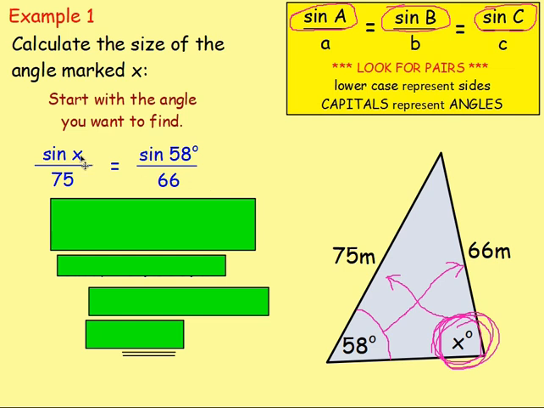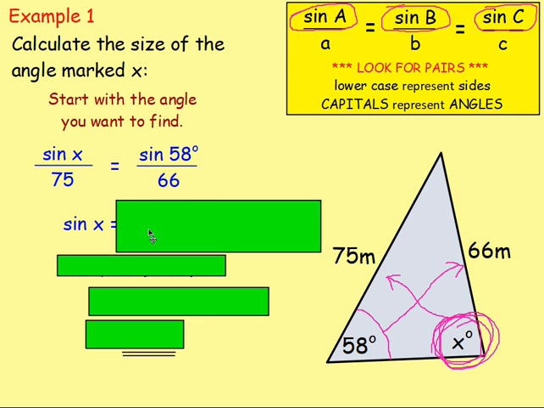After that, we want to get x on its own. But let's get sine x first. How do we go from sine x divided by 75 to just sine x? Well, we cancel out the divide by 75. What we did was multiply that side by 75, and the divide by 75 and times by 75 cancel out, leaving us with sine x.